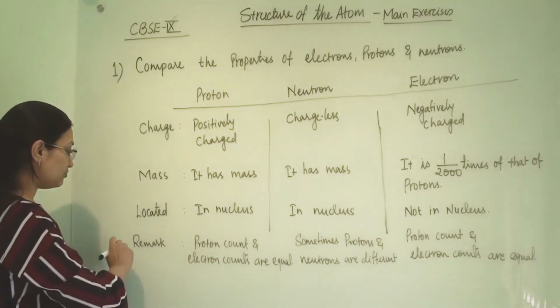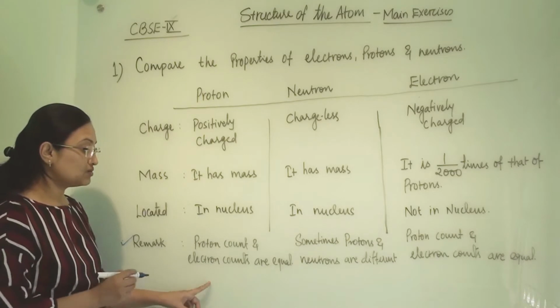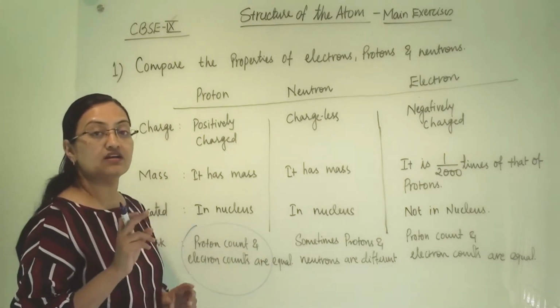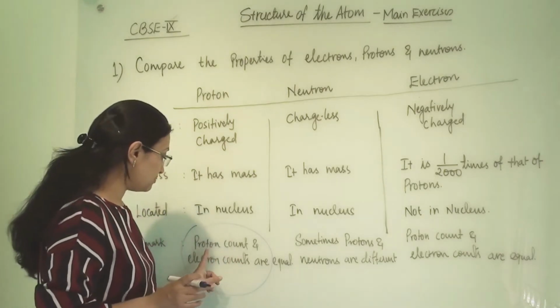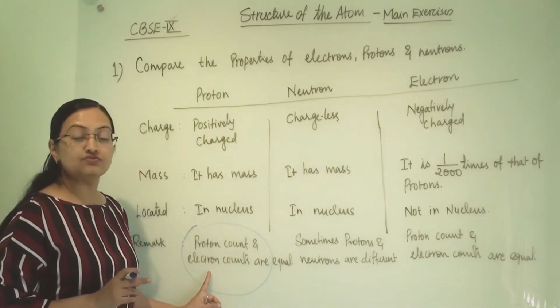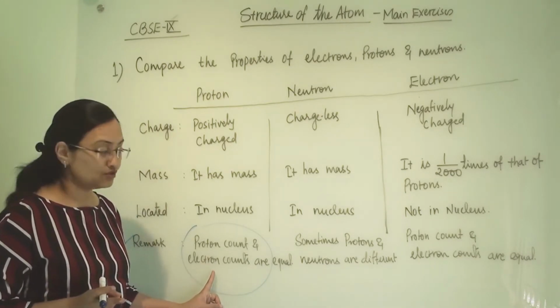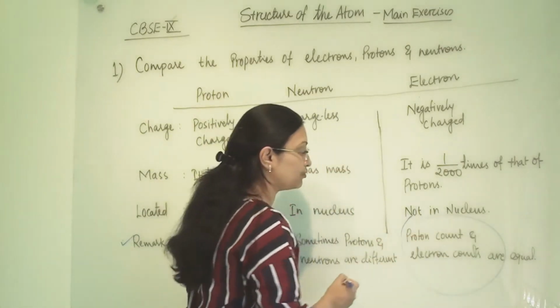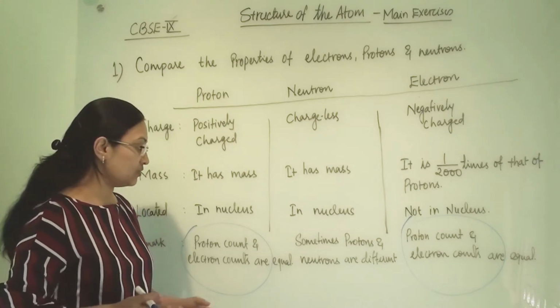Then one important point here is that proton count and electron count are always equal, and that is why our atom is neutral in state, because the positive and negative charged particles are equal in magnitude. That's why the atom is neutral. So here the same point you can write, that proton count and electron count are always equal.